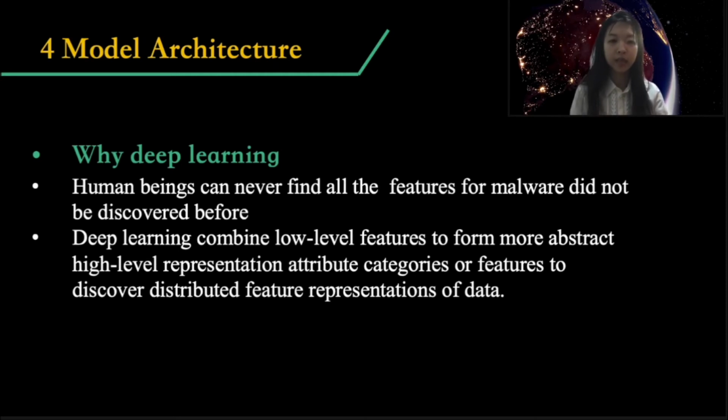As I said in the past, researchers always extract features like size of file, size of header to do the detection. But human beings can never find all the features for malware that has not been discovered before. At the same time, deep learning combines low-level features to form more abstract high-level representation attribute categories, or features, to discover distributed feature representations of data. So, deep learning is a good method in zero-day detection.